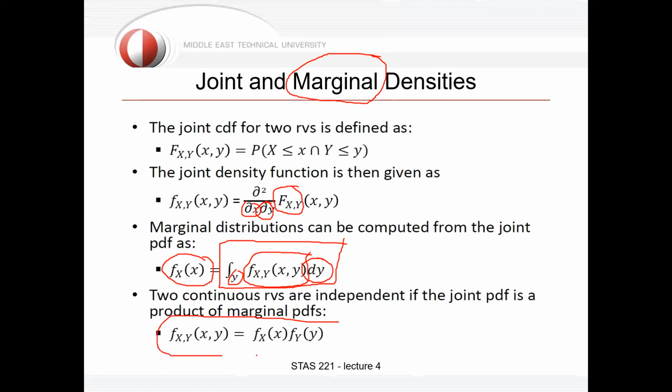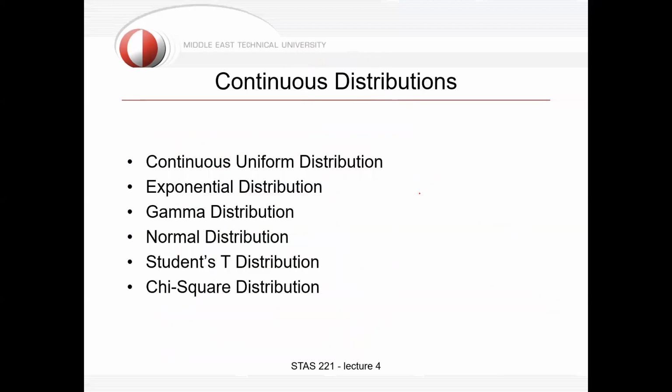And do you remember when this formula holds? It holds when they are independent. So whenever these two continuous random variables are independent, we have this equality. And this is vice versa. I mean, it also holds as a bijection relation.